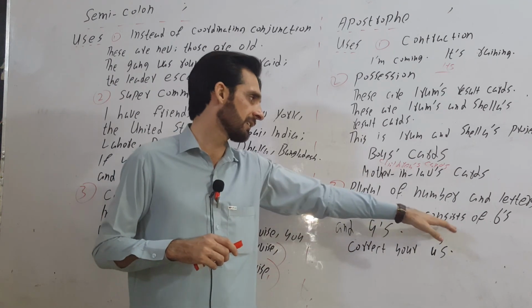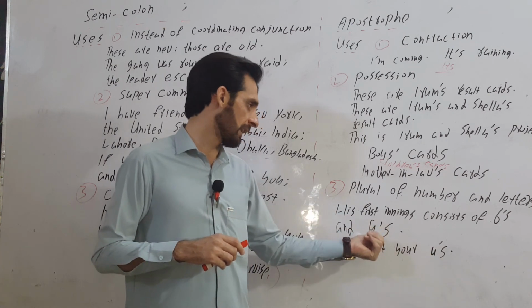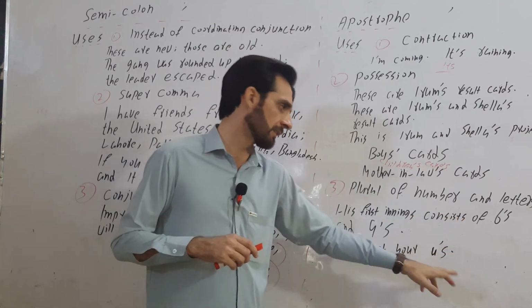His first inning consists of 6s and 4s. Correct your use. These are plural of 4, these are plural of 6, these are plural of u.